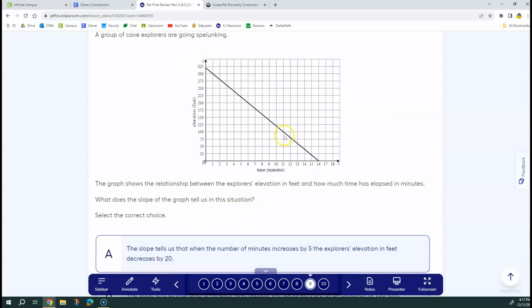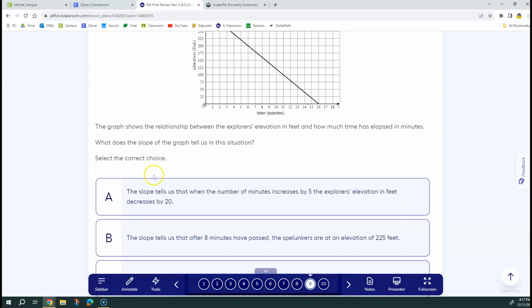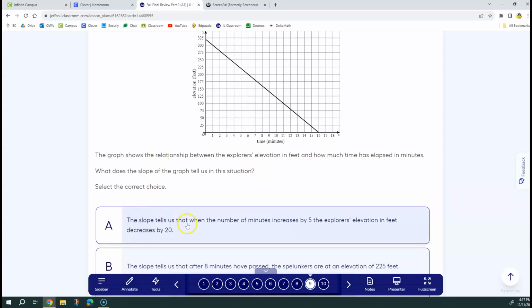Well, we can see the line is headed in that downward fashion, which means it's a negative slope. So we know, okay, as the minutes are increasing, the elevation is decreasing because you're going into caves, which are below ground. So let's see. Does the slope tell us that when the number of minutes increases by 5, the explorer's elevation in feet decreases by 20? So if we're increasing by 5 minutes, is this a decrease of 20? Heck no, it's a decrease of a lot more elevation.